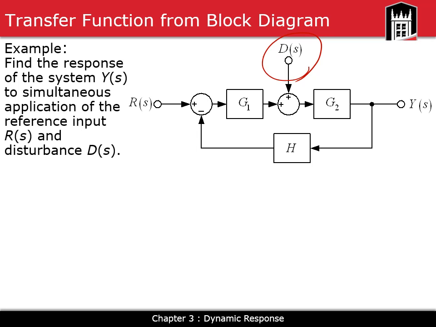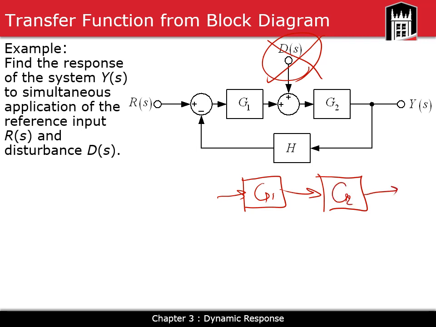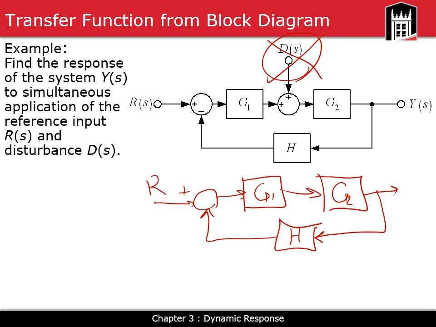To find the transfer function from R to Y, just assume D is 0, so this is gone. And if 0 is coming to that summation, you can actually remove that summation and redraw the block diagram like this. So G1, G2, the output, the feedback path with H transfer function, and the input R is going to that summation with a positive sign, feedback is negative. The output Y is what we want.